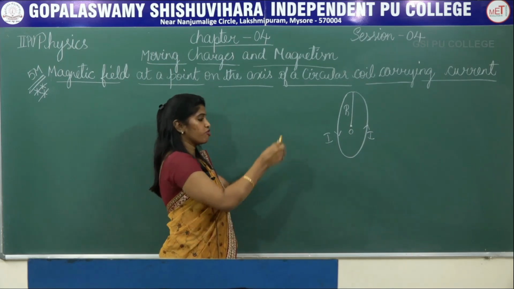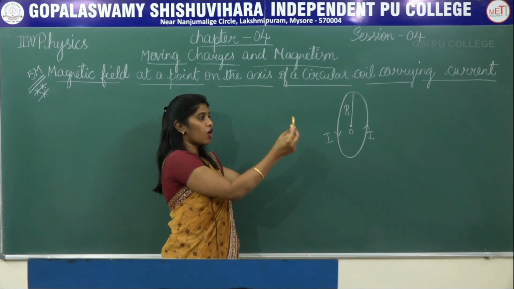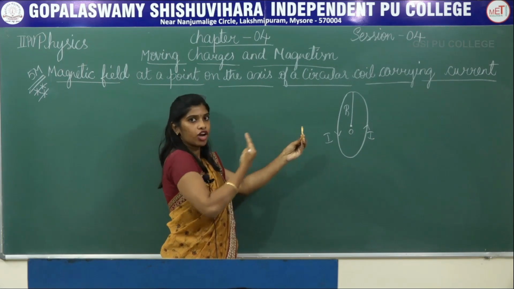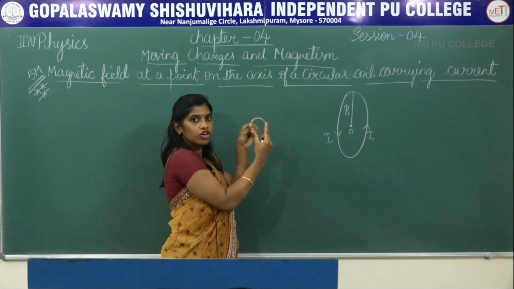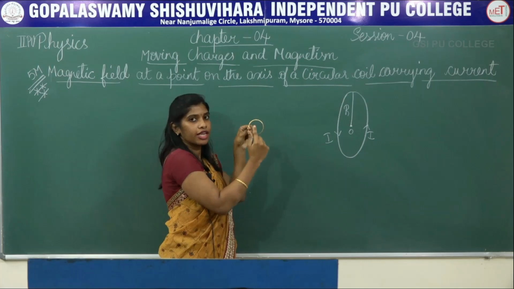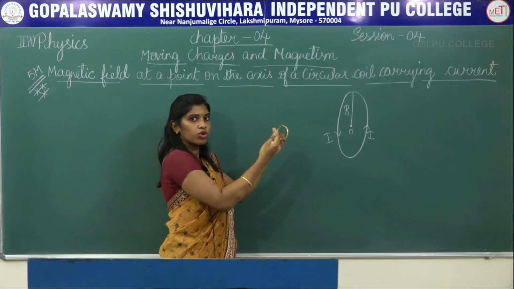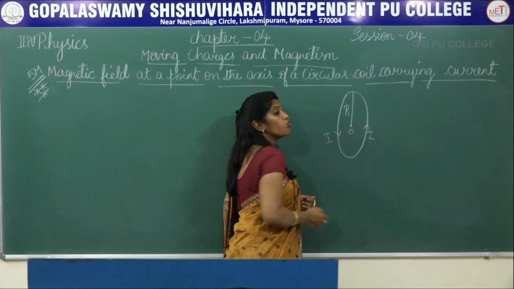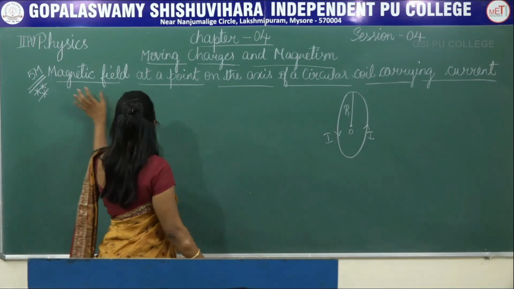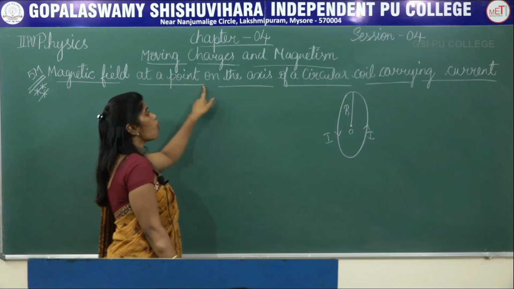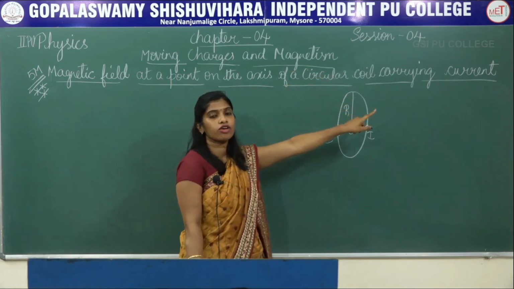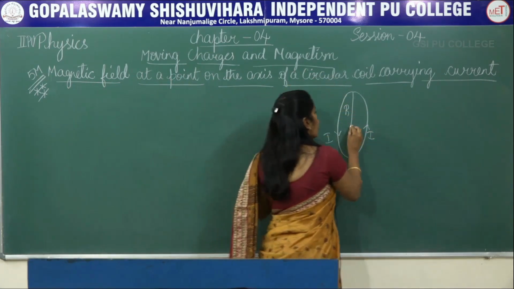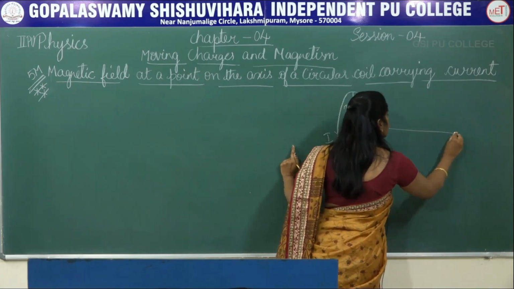I am going to take the help of my bangle. This is how I am facing the circular coil. Now this is the center. What I am finding out is the magnetic field at a point on the axis of the circular coil. Now I will draw an axis for this.